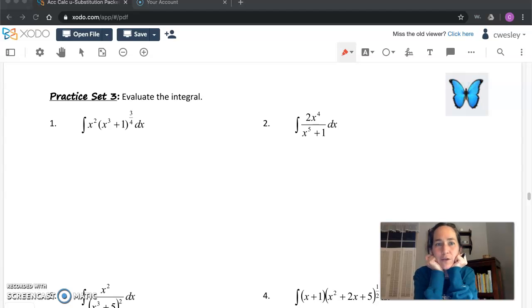Today we are in the u-sub packet. We are all the way on page 9 where it says practice set 3 with a nice pretty butterfly at the top of the page. And your practice problems are going to come from this page. We're going to work through some of the evens so that you can go back and try some of the odds on your own. So let's get into it. Number 2 is where we're going to start, the first even one. So that would be a good warm-up for you to try.